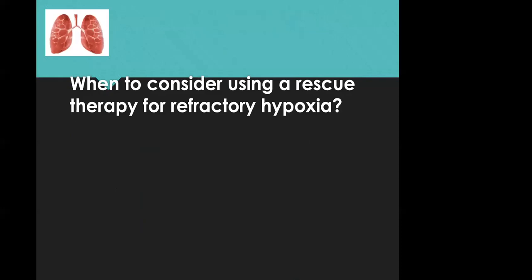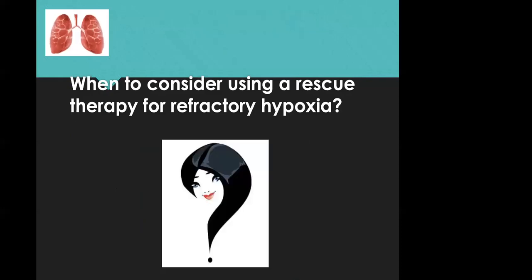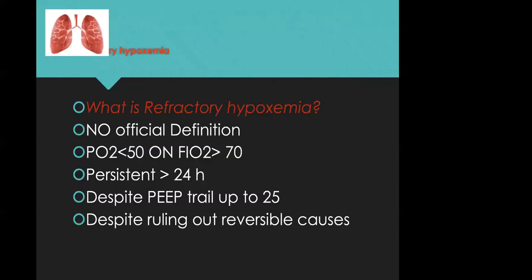So what can we do about refractory hypoxemia? What are the causes? There is actually no official definition for refractory hypoxemia. The PaO2 is less than 50 and FiO2 is more than 70%. You are giving FiO2 more than 70 and still the PaO2 is low. Others define it as persistence of hypoxemia for more than 24 hours, despite increasing the PEEP and ruling out the reversible cause.